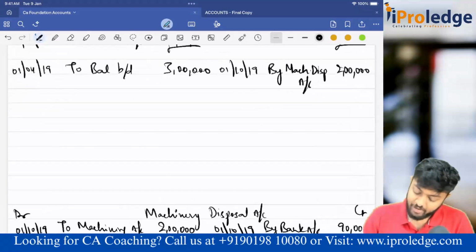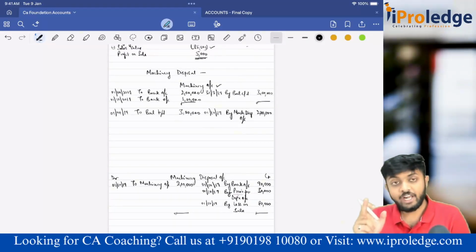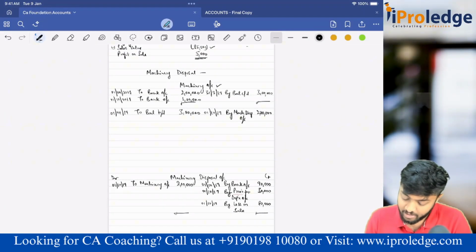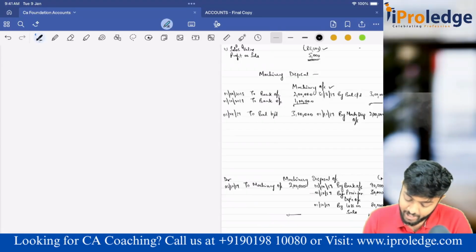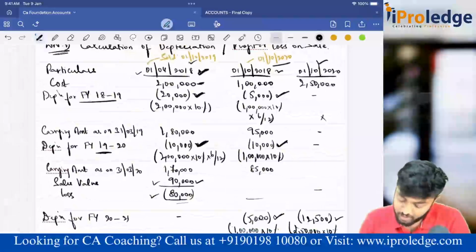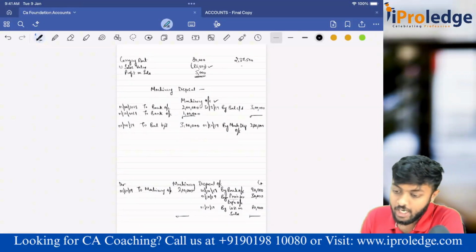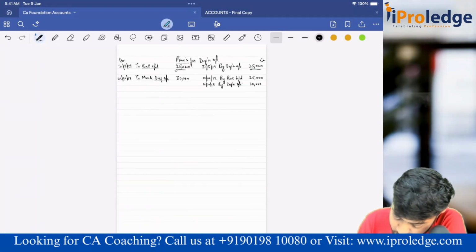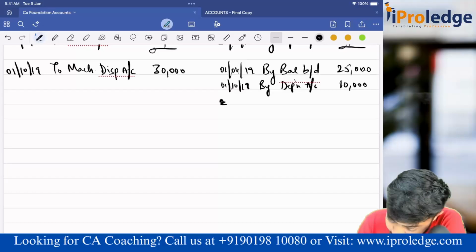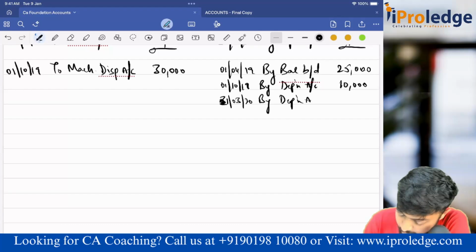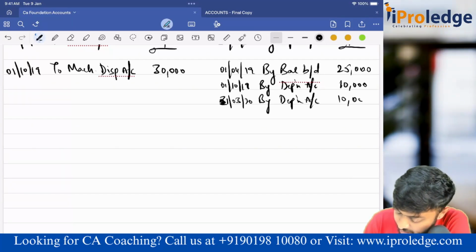Now that we are done with everything, close all the accounts. No, we are not done. We are done with sale entries. We have to give depreciation on the remaining assets for the second year. So what is the depreciation on the remaining assets? If first asset is gone, remaining 10,000 depreciation is there for the remaining assets that we still have to give. So at the end of the year, 31 March 20, by depreciation account, remaining depreciation is 10,000. Done.